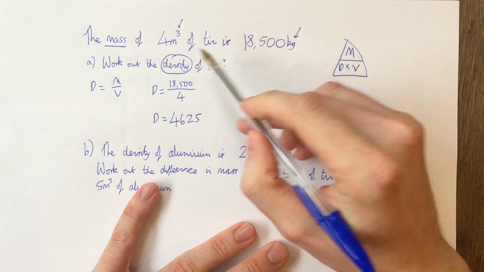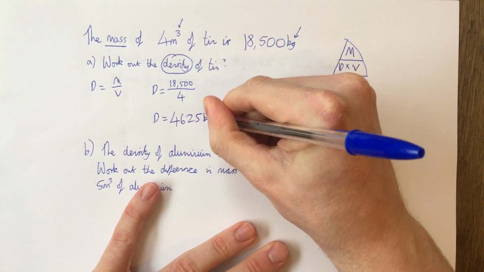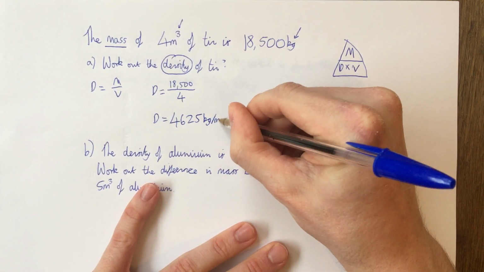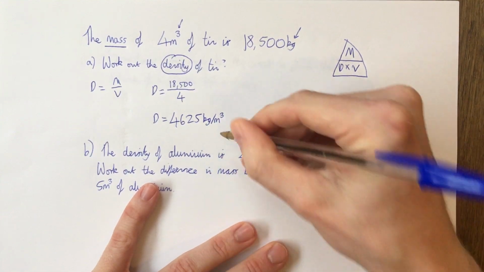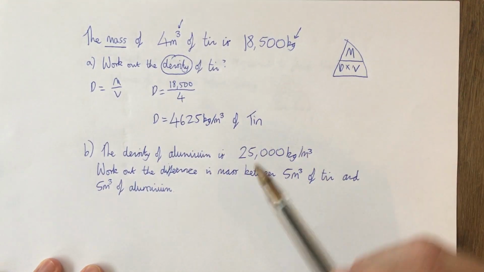So therefore we look at what it was given in the mass, which is kilograms. So it'd be kilograms per, and then we look at what the volume is, meter cubed. So therefore that would be our density of the tin. Right, the next part of the question.